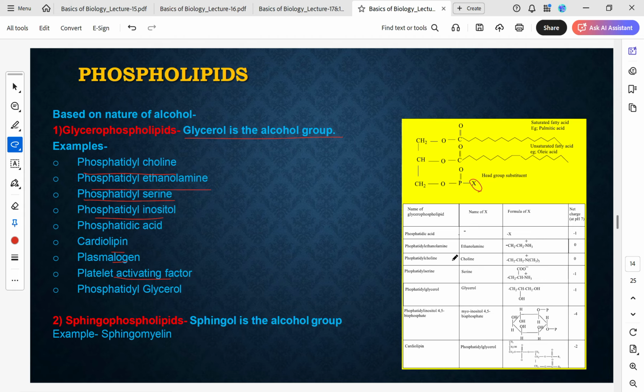So phosphatidylethanolamine has this formula. So instead of X, there will be this. Phosphatidylcholine has a choline group in it. So instead of X, it will be this. Then is sphingophospholipid, where sphingosine is the alcohol group instead of glycerol. So one such example is sphingomyelin.